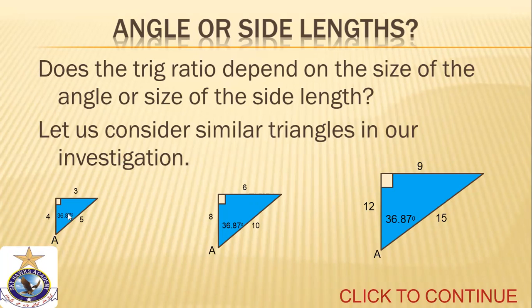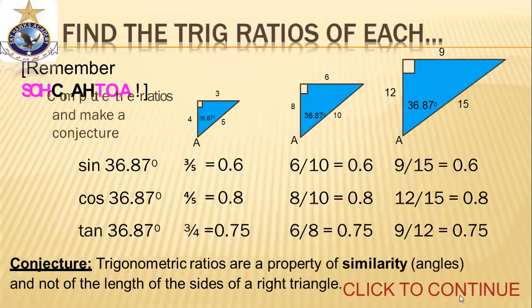From here we will get a different value for this angle, we will get different values for this, and we will also get a different value for this triangle, because these are the ratios of the sides. Ratios of the sides are called trigonometric ratios. Ratio is always between two things. So find the trigonometric ratios of each.